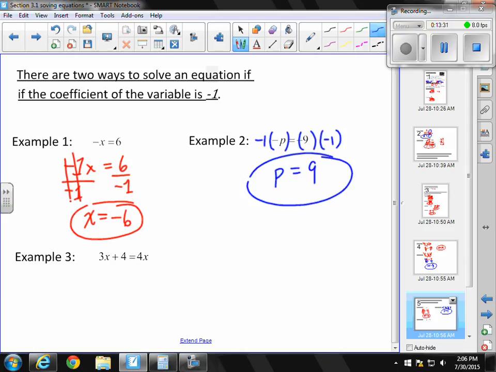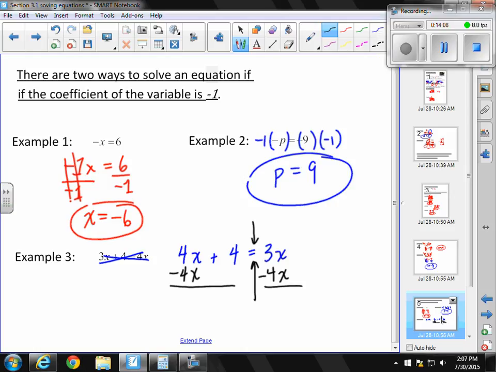And I made a mistake on this example when I copied it over, so I'm going to rewrite that right now. It should say, and this should match what you have in your notes, 4x plus 4 equals 3x. To solve this equation, I am going to use my addition property of equality first. I need to get all of my x's on the same side of the equation. I have a positive 4x on the left. I'm going to subtract 4x. I want to leave that 4 by itself. So I'm going to subtract 4x.